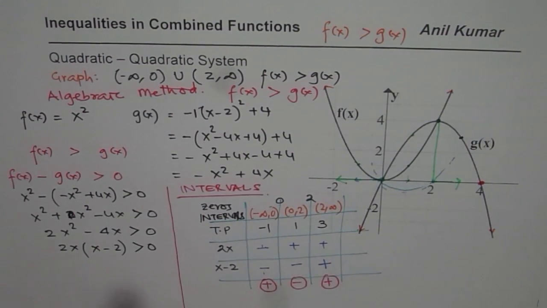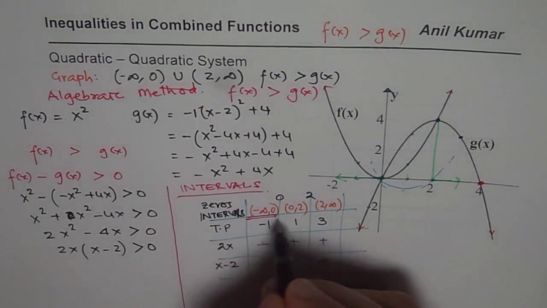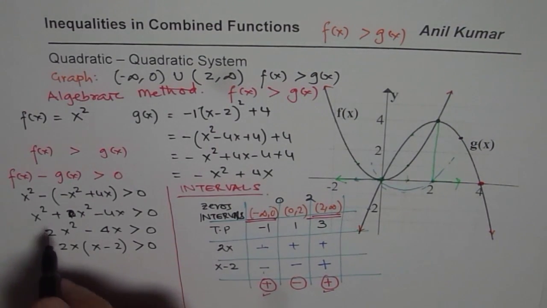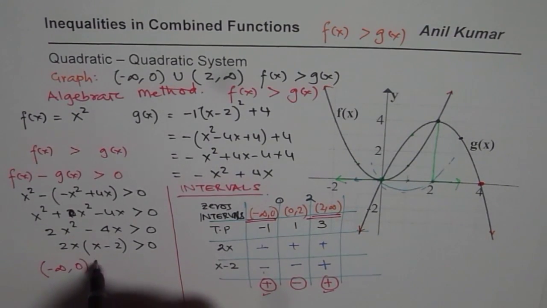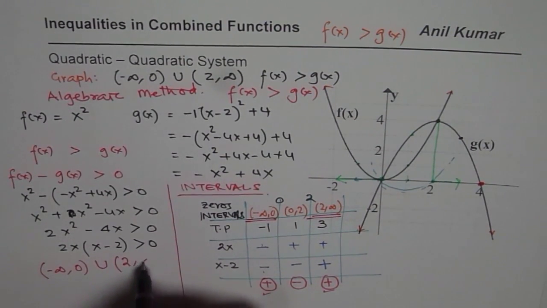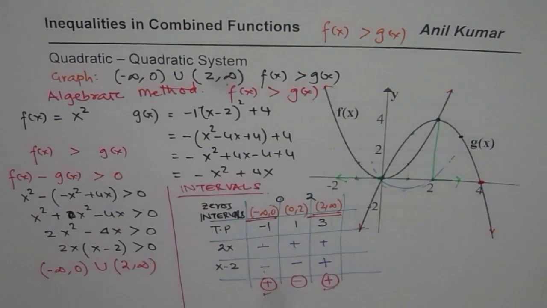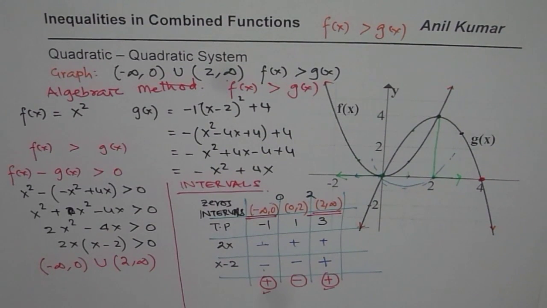We are looking for greater than 0. That means these two are our intervals, correct? And therefore we get our solution, that is, f of x is greater than g of x in the interval minus infinity to 0 and from 2 to infinity, which is exactly the same as we found earlier, correct? So that is how you can solve this question algebraically. I hope it helps you to understand the method. Both these methods are very popular. Go through them once again and try to understand. Thank you and all the best.